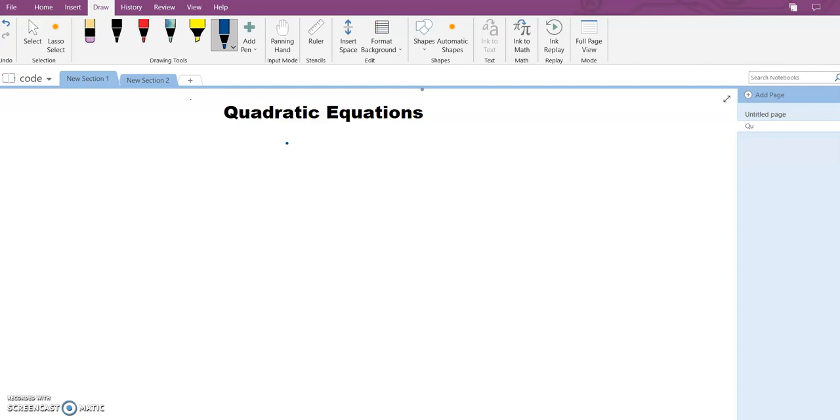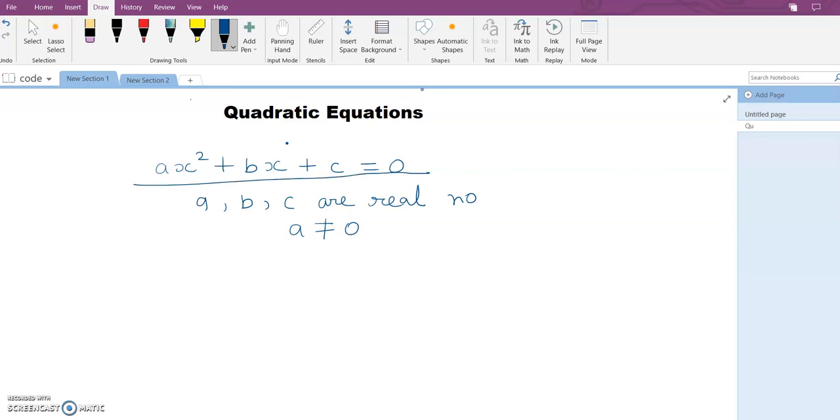So an equation of the form ax square plus bx plus c equals to 0, where these a, b and c are real numbers. Also, a should not be equal to 0. So such type of equation is called quadratic equation. Like for example, x square minus 7x plus 12 equal to 0. This is a quadratic equation in x.